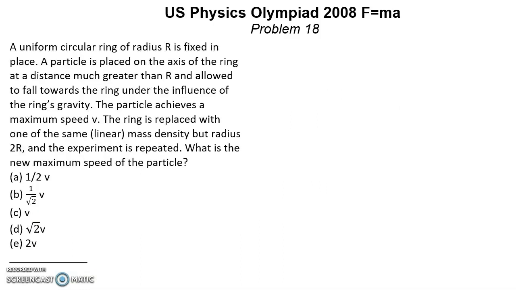Problem number 18. A uniform circular ring of radius R is fixed in place. A particle is placed on the axis of the ring at a distance much greater than R and allowed to fall toward the ring under the influence of the ring's gravity. The particle achieves a maximum speed v. The ring is replaced with one of the same linear mass density but radius 2R, and the experiment is repeated. What is the new maximum speed of the particle?